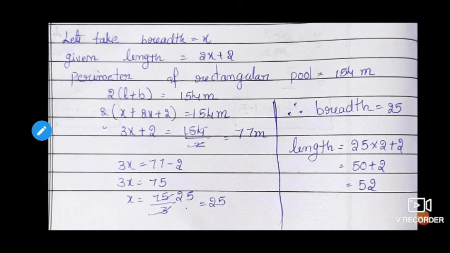Now if you see, the length is equal to 2 more than twice the breadth. So twice the breadth is 2x, plus 2 more, plus 2. Now the perimeter of the rectangular pool is given as 154 meters. As we already know, children, the perimeter formula of a rectangle is 2 into (L plus B) equals 154 meters. Here L is 2x plus 2 and breadth is x. So 2 into (x plus 2x plus 2) equals 154 meters.